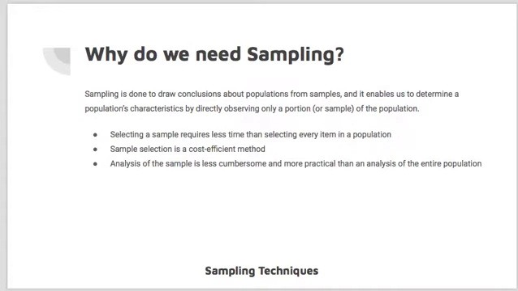Selecting a sample requires less time than selecting every item in a population. Sample selection is a cost efficient method. Analysis of the sample is less cumbersome and more practical than an analysis of the entire population. So for these reasons, we should go for sampling. That is the answer for: why do we need sampling?